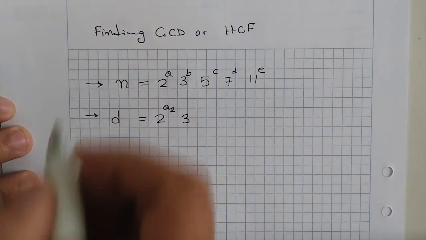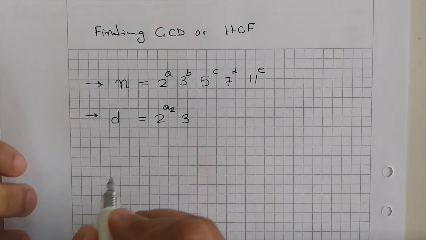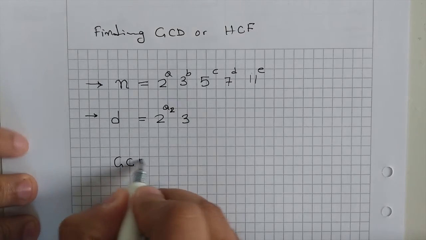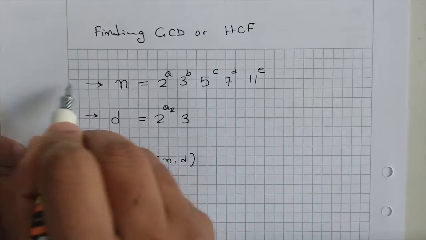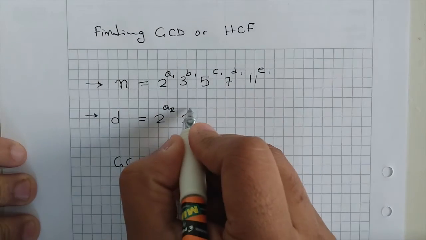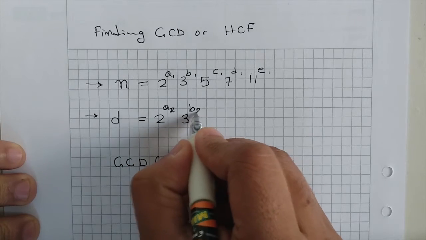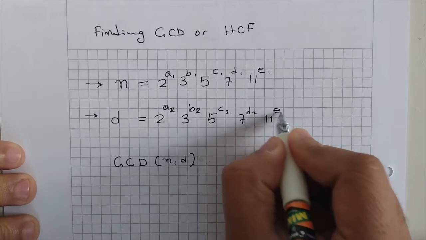We assume two numbers, that is n and d, and we are trying to find out the GCD of n and d. So we write n like this, and d as 2 power a2, 3 power b2, 5 power c2, 7 power d2, 11 power e2.